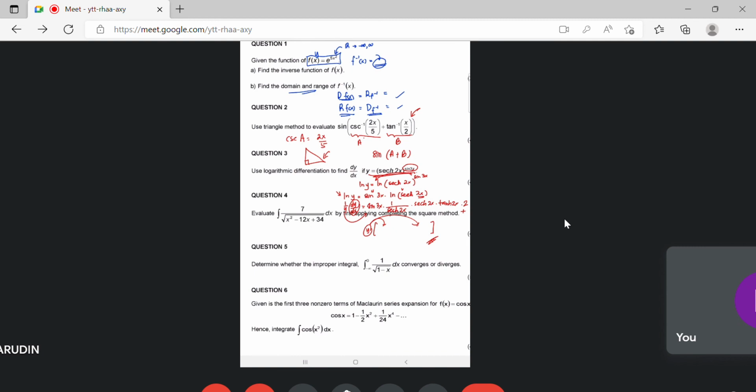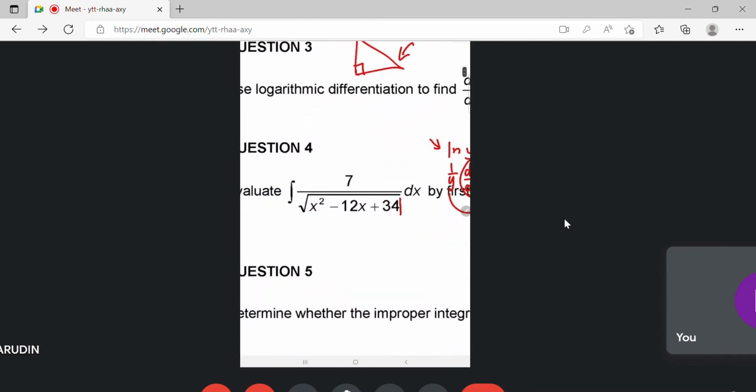For CTS, benda yang paling penting, ni. Siapa yang ada CTS is completing the square. So, in order, before you proceed with the CTS, please make sure that the coefficient for x squared must be equal to 1. Ni, nombor ni. Kat depan ni, depan x squared ni mesti equal to 1.